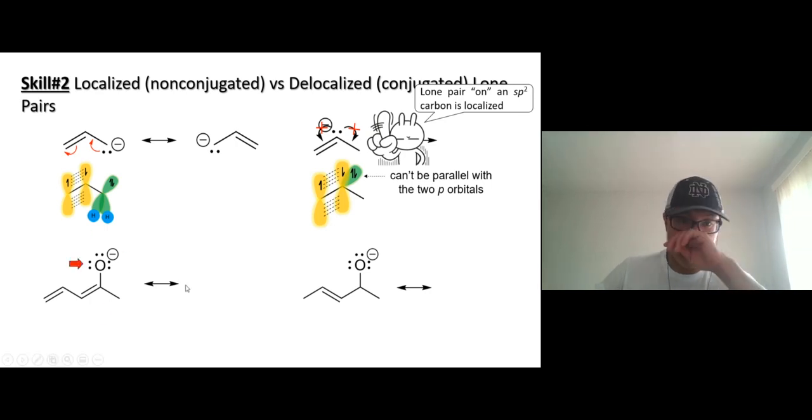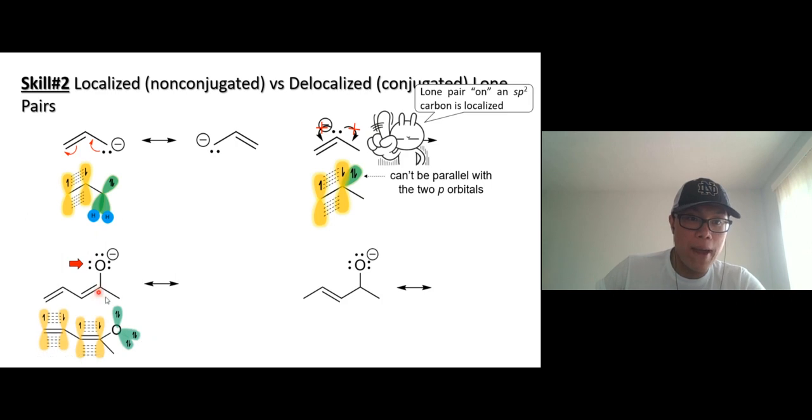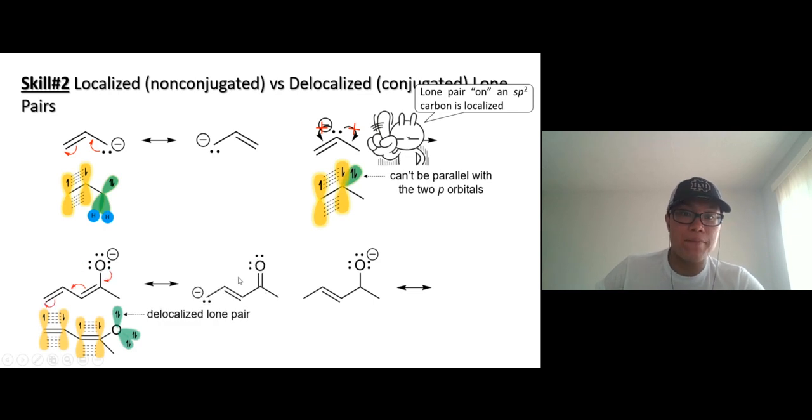Come down here. Look at this lone pair right here, just one of them, there are three total. Is that lone pair delocalized? It is. This is a lone pair adjacent to a double bond. Lone pair next to a double bond. Now look right here. This lone pair can be parallel with these four p orbitals, so you can draw the resonance structure there. Draw the curved arrow.